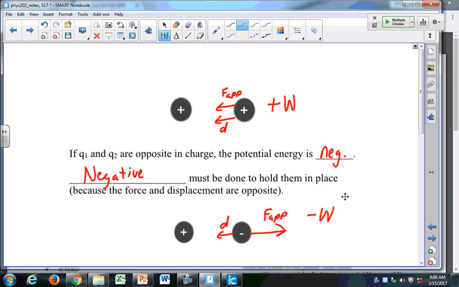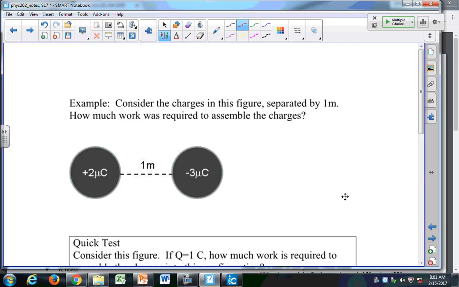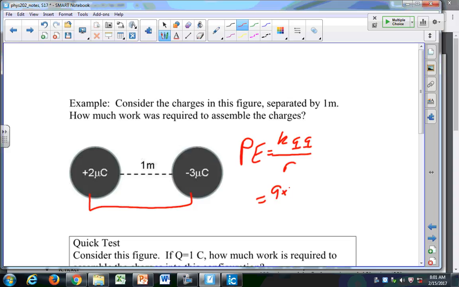Let's go back up. I want to show you something. No, let's go to this page. I just want to show you how to calculate the potential energy, and then we'll go back to the previous page. So let's say that I want to know the potential energy of these two charges in this configuration. I would say PE is kQQ over R. That's 9 times 10 to the 9th, Q is 2 times 10 to the minus 6 coulombs, negative 3 times 10 to the minus 6 coulombs, divided by the distance, which is 1 meter.